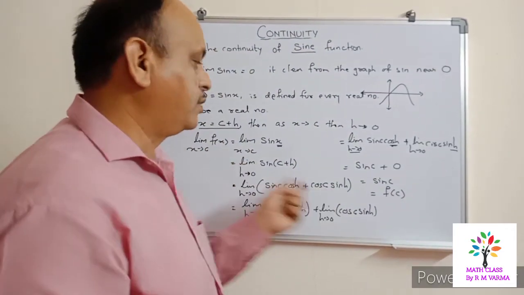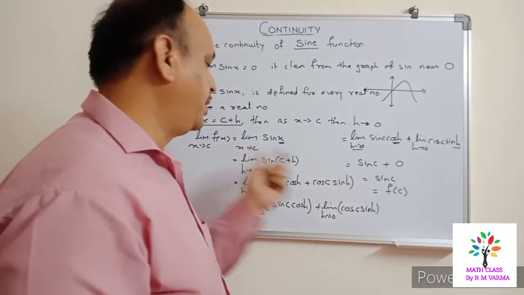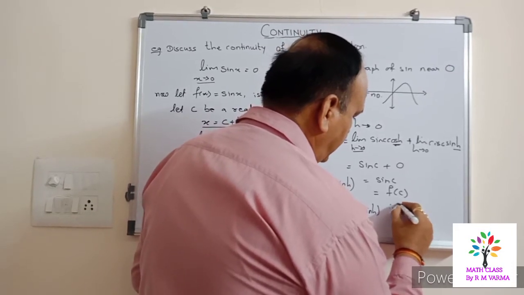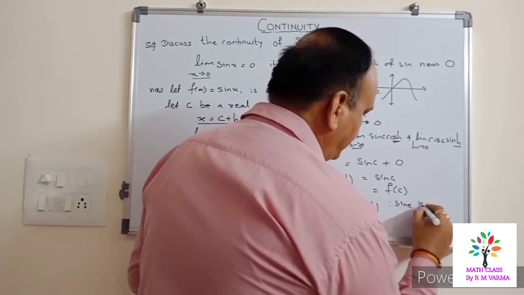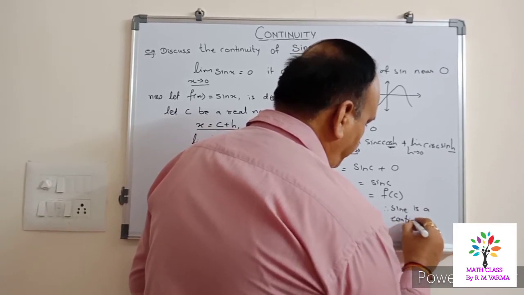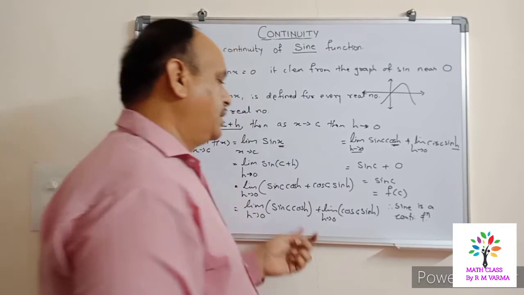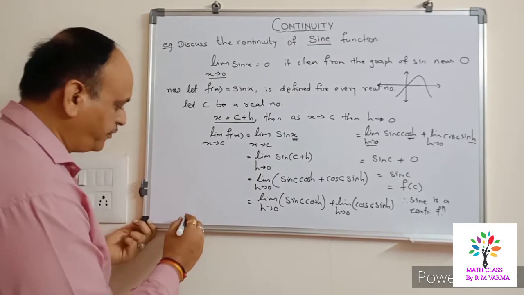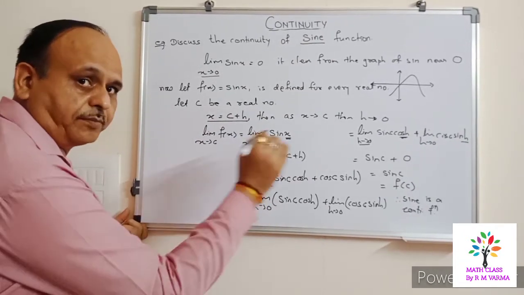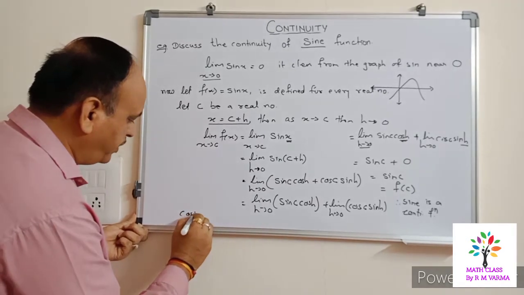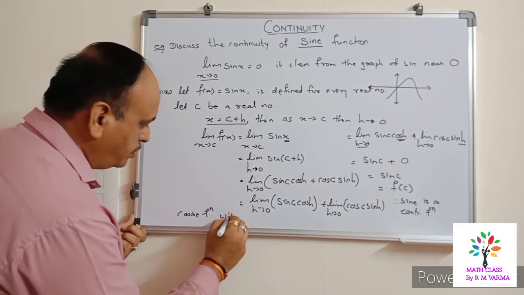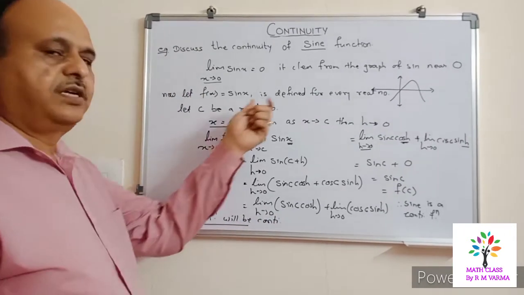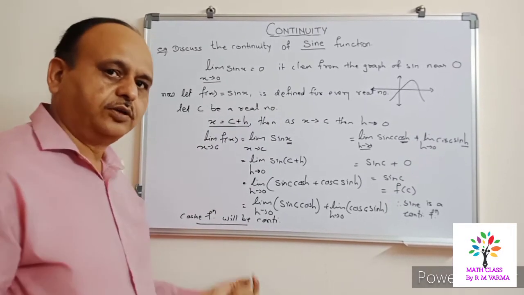Now the limit and the function value are both the same, therefore we can say that sin is a continuous function. In the same manner, if we solve for cosine, we can prove that the cosine function will also be continuous. So the sine function is continuous, and the cosine function is also continuous.